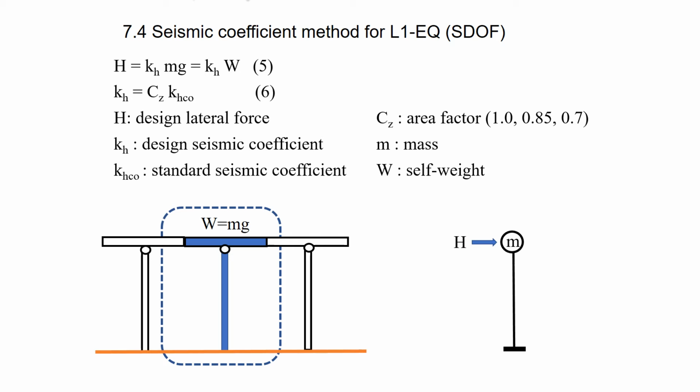H equal KH mg, equation 5, where KH is the design seismic coefficient, mg is the self-weight of the girder. KH equal CZ KHC0, equation 6. CZ is the area factor which depends on the seismic intensity in the area. KHC0 is the standard seismic coefficient which depends on the natural period of the structure and the ground condition.